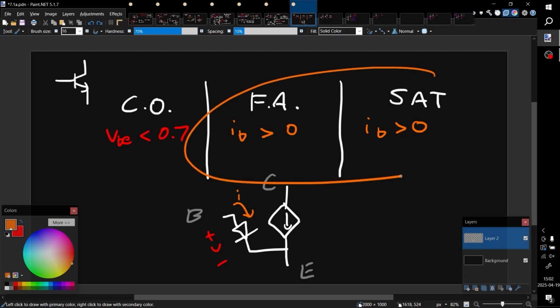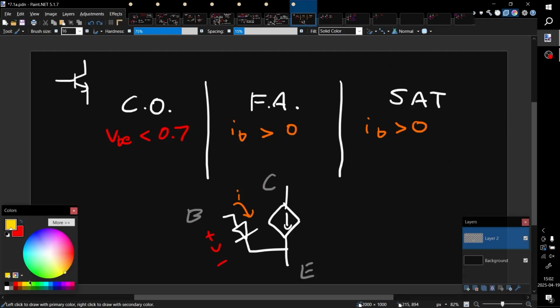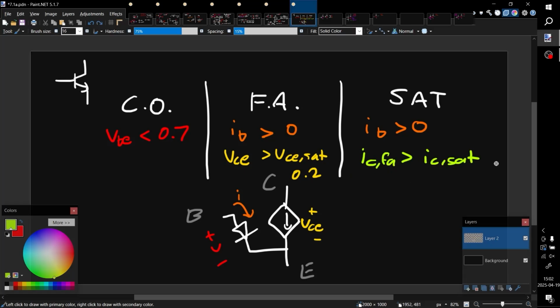Now, when you are here, how do we differentiate if we are in FA or in saturation? The differentiating factor there will be VCE. If your VCE is greater than VCE sat, which is usually 0.2, this is given value, then you are in FA. Otherwise, you should be in saturation. Right? I have an alternative check for saturation, which is faster for me, and I derived it as IC FA should be greater than IC sat. Okay. I have a derivation for this, and I might put it in the description. So in a nutshell, this is what you need to check. In cutoff, just one state, check if the diode is not conducting. In FA and SAT, verify that the diode conducts properly, and then check the saturation voltage or saturation current.